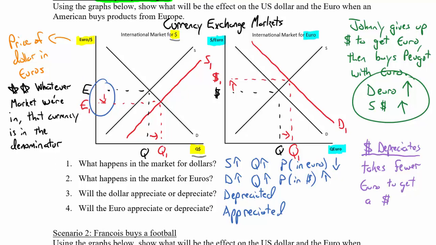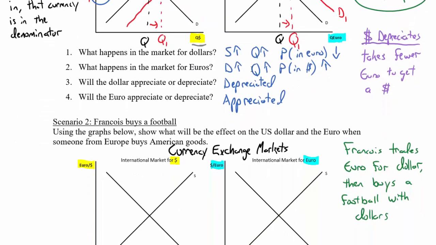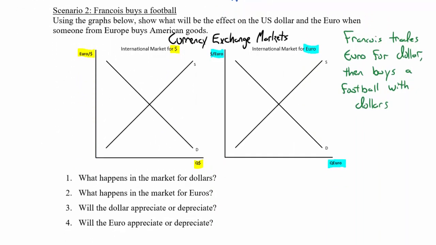And what we can do in this second scenario is the exact opposite. So in this case, someone named Francois buys a football. And let's assume that Francois is from France and is holding euros now and is going to trade them in for dollars, because we are going to buy footballs in the United States. So what he needs to do is he needs to get rid of his euro and trade it for dollars. So in this case, and I'm going to work backwards here because we're talking about euros first, I'm going to have the supply of the euro increase from S to S1, and I'll put my lines in here.